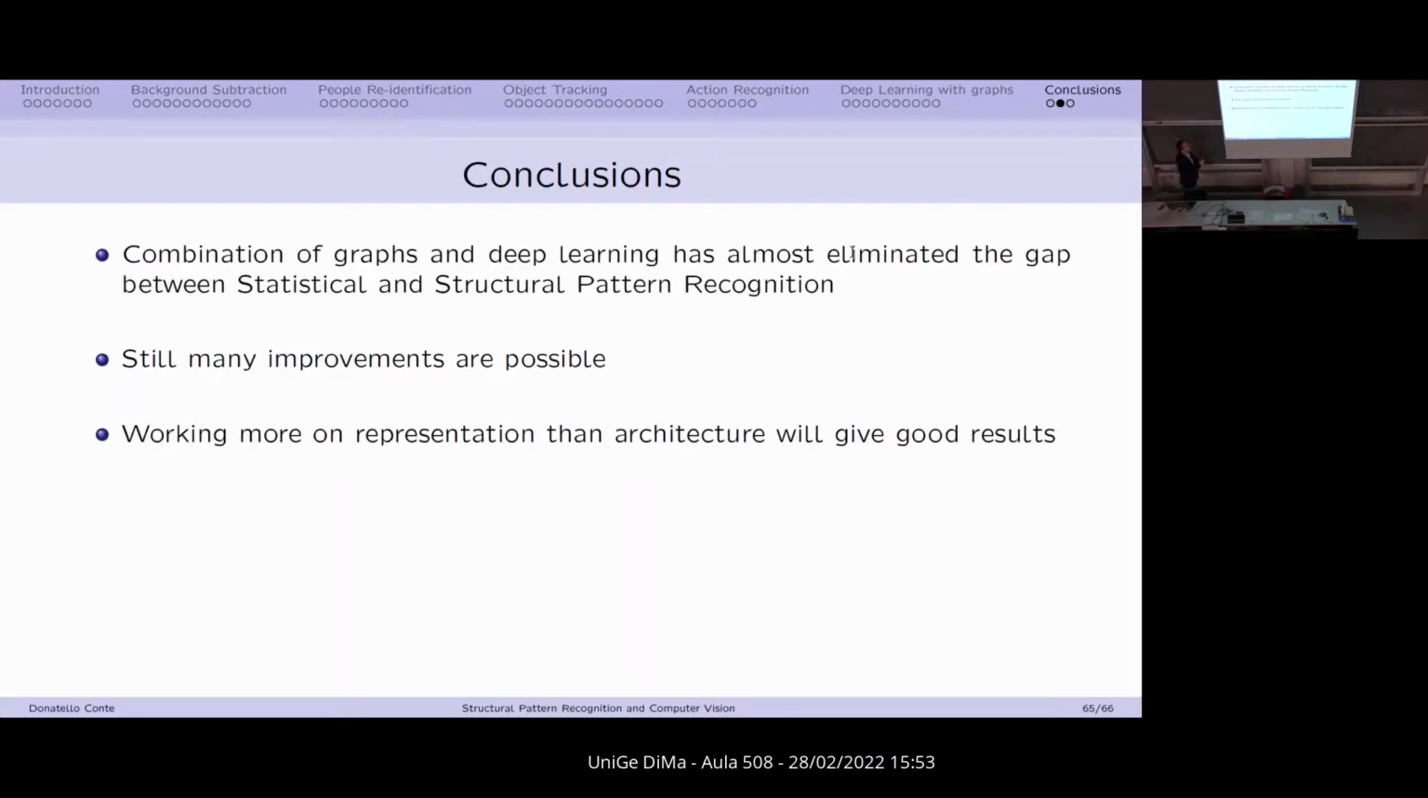So let me conclude now with the combination of graph and deep learning. This combination has almost eliminated the gap that was present between statistical and structural pattern recognition. There are many improvements that have been done, but still there are many improvements that are possible in this field. And my opinion is that we have to work more on representation, as I told, than architecture. So there are many architectures now: Graph Sage, Graph Attention Network, etc. We can use these, but the main problem is how to represent data, especially in computer vision. Because if you use this with some classical representation directly in terms of graphs, for example, compounds of a network, it is simple, but in computer vision, the representation is a problem. And I think the space of research in this field is more on how to represent data than what architecture we can use.